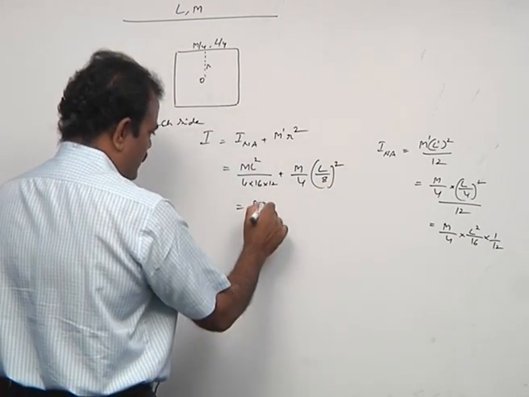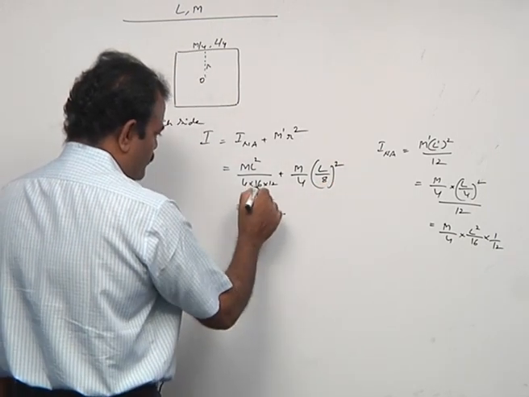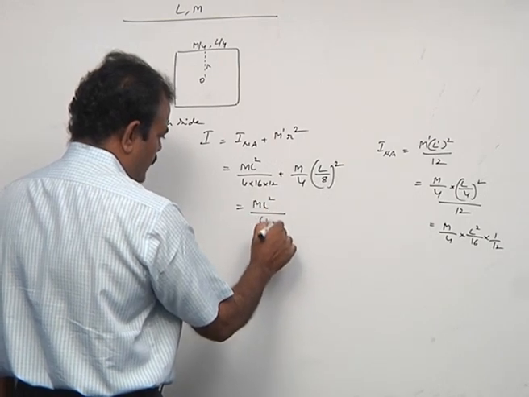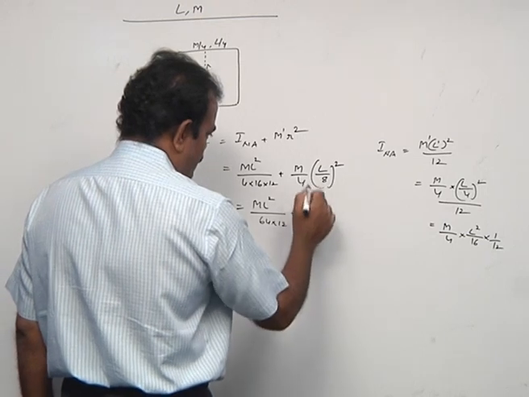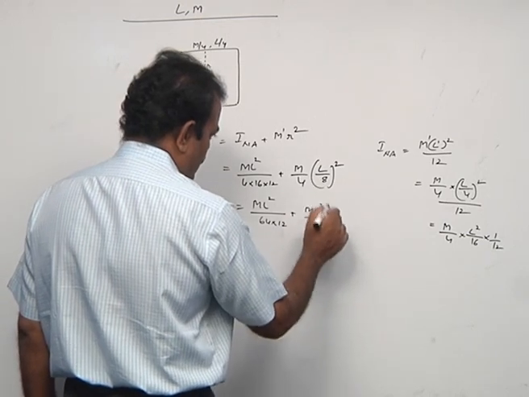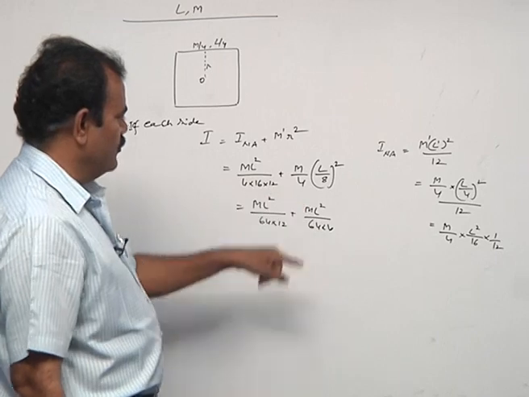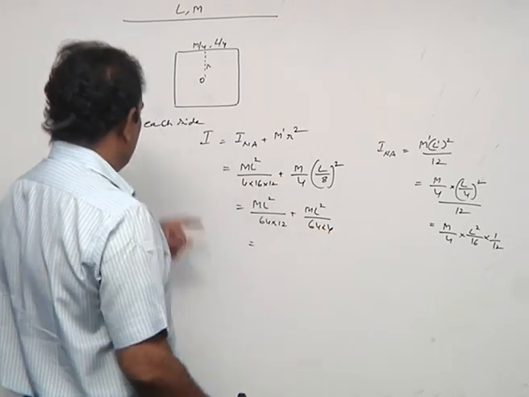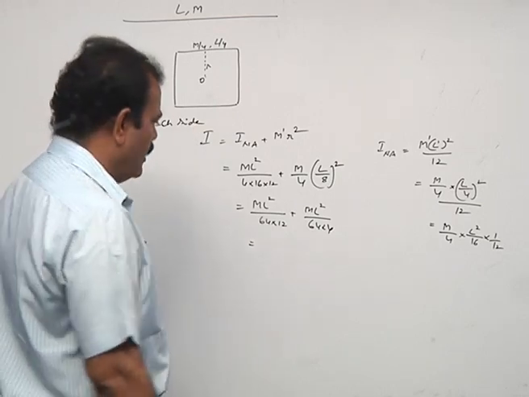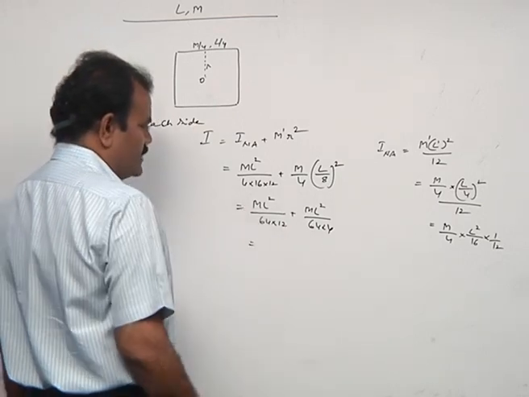Now it is ml square by 4 into 16, that is 64 into 12. And thereafter it is ml square by 64 into 4 also to be taken like this. And after solving you are going to get the moment of inertia of each side. All this is the moment of inertia of each side.